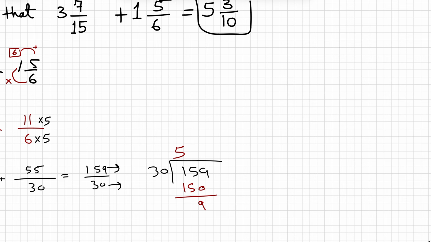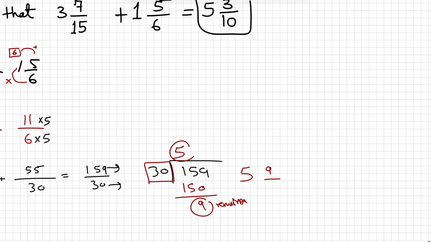Subtract gives me 9. I'm not quite done, actually. The value 5 is correct. But the remainder, this one, guys, is what we're going to put on the numerator side. The remainder is the numerator, so 9 is going to be up there.